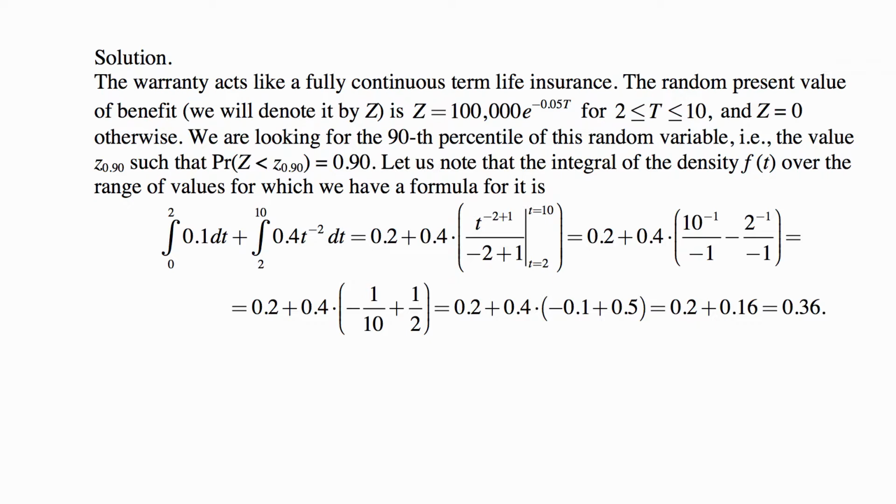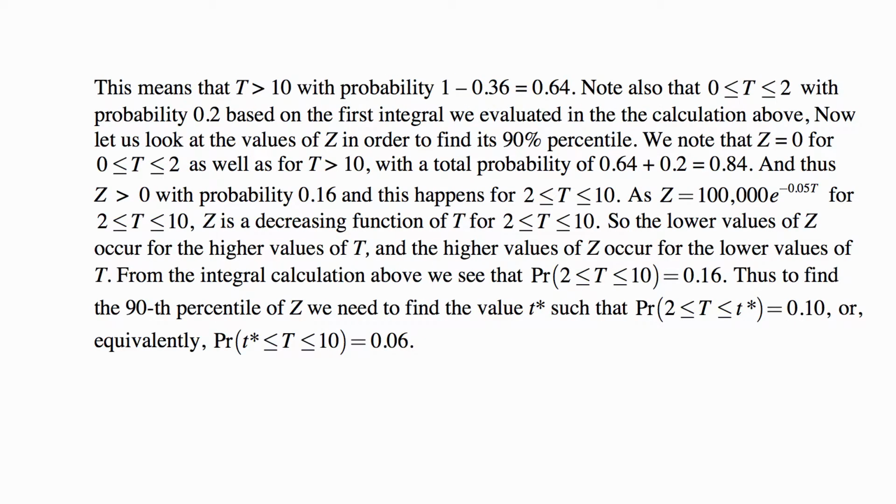It doesn't matter, because all of those values of t beyond 10 translate into a value of Z being 0, and we just need to know the total probability of those. That's an important observation. So we know that t is more than 10 with probability 1 minus 0.36, or 0.64. And we also know from the calculation that t is between 0 and 2 with probability 0.2, based on the first integral we evaluated. We evaluated two integrals, and the first one corresponded to this range of values of t.